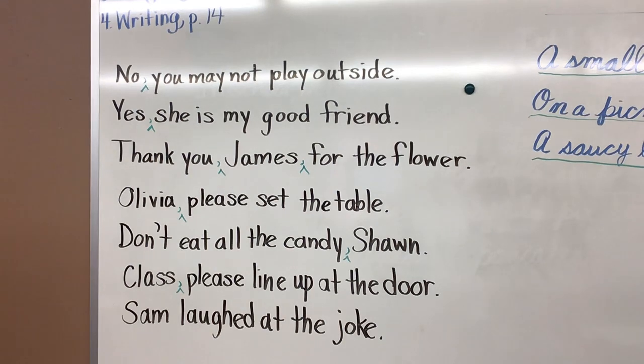Let's look at that last sentence. Sam laughed at the joke. Are we talking to Sam? Are we talking about Sam? So do I put a comma? No. Because I'm not talking to Sam. What if I said, Sam, did you think that joke was funny? Then am I talking to Sam?